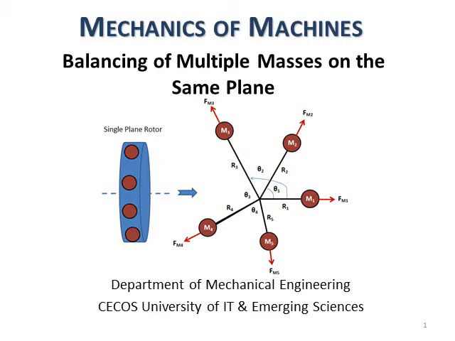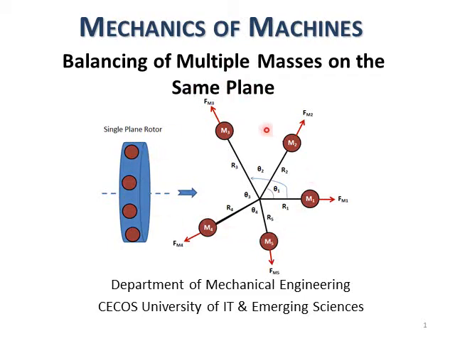Conditions are not always simple. So step by step, we are moving toward a difficult level. Previously, in case of dynamic balancing, we considered only a single mass on a rotating object. In this lecture, we will consider multiple masses on the same plane, as you can see.